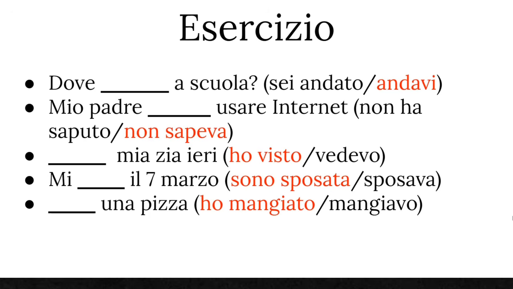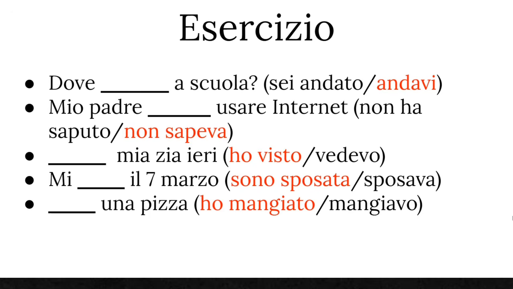And here are the solutions. So as I told you before, sometimes it's a matter of different shade. So there are some cases where you can use the passato prossimo or the imperfetto. Okay? First example. Dove andavi a scuola? So here we use the imperfetto because that's a repetition. You didn't go to school for one day in your life only. You did it for years, okay?